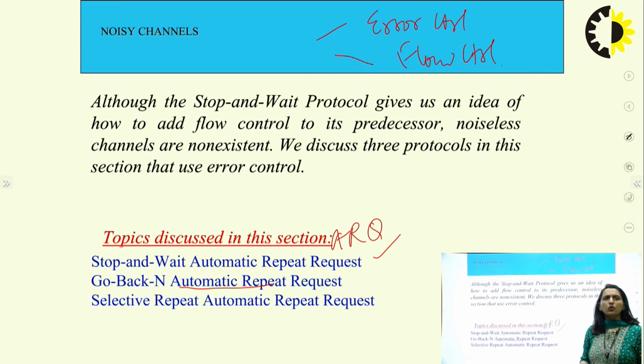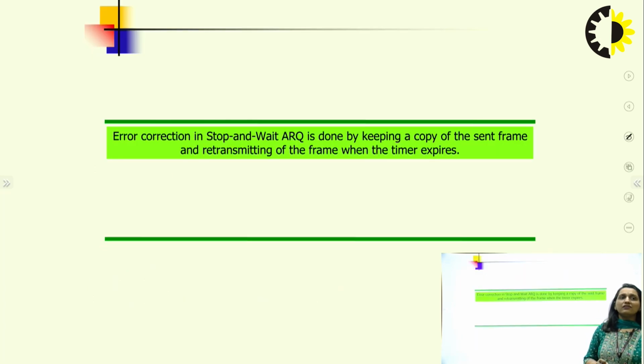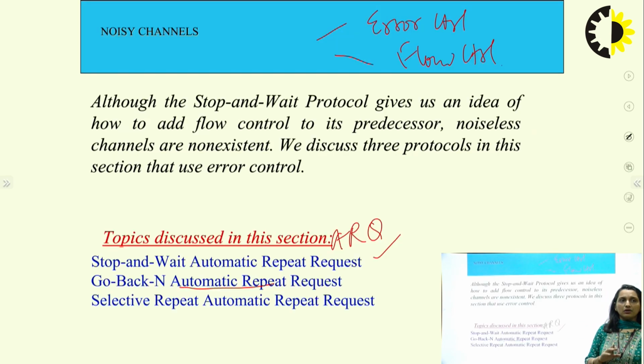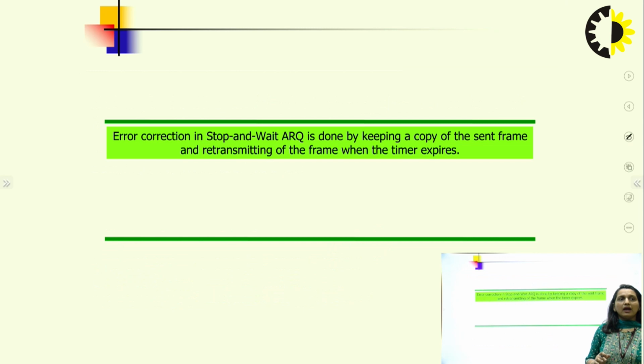So at the receiver side we get to know the data is corrupted, and we will discard it. Flow control is also needed, because the rate of sending data and the rate of absorption at the receiver side have to be maintained, so that the data is not lost. So the error correction in stop and wait, the first one is stop and wait automatic repeat request.